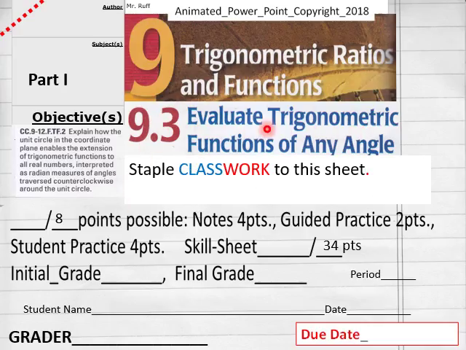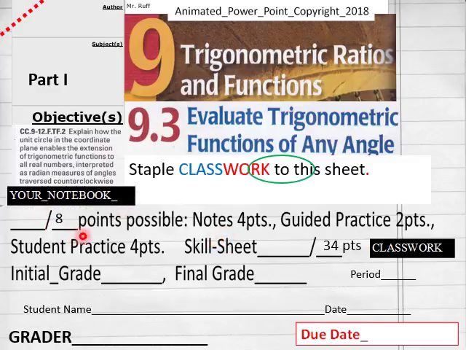9.3, evaluate trigonometric functions of any angle. We have a 34-point skill sheet available for this, and an 8-point note-taking guide that's also available for this.